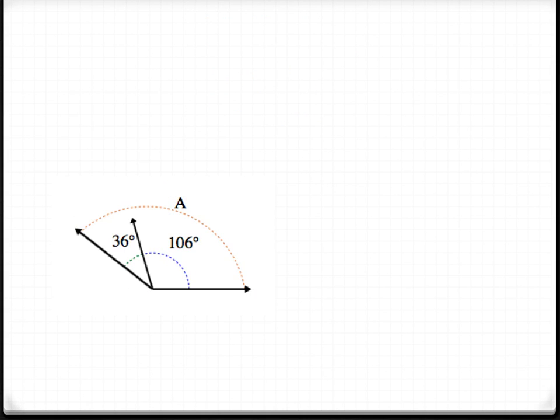Let's try this one. 36 for the small angle with the green mark, 106 for the big angle, and then A for the whole thing. Can you write an equation for angle A? Take a minute to write it down on your notes.